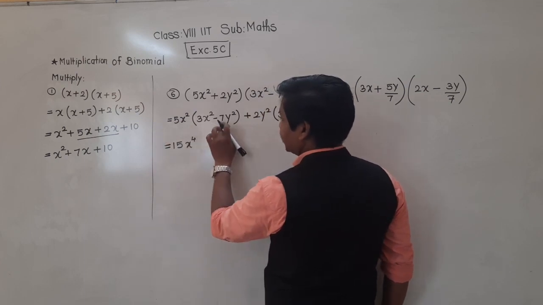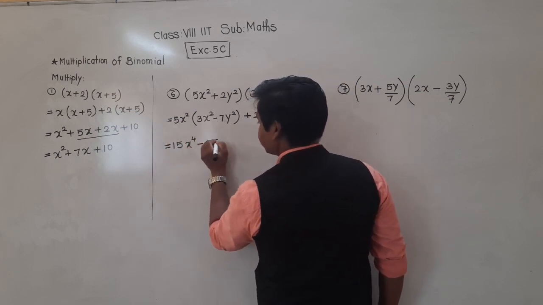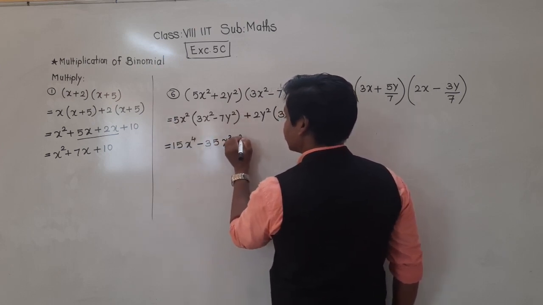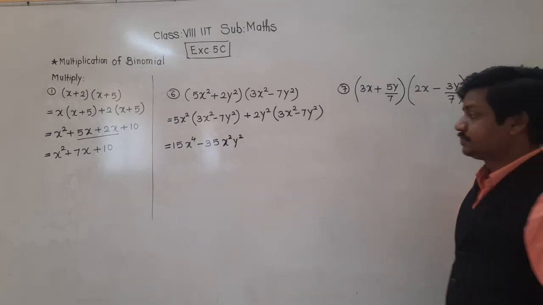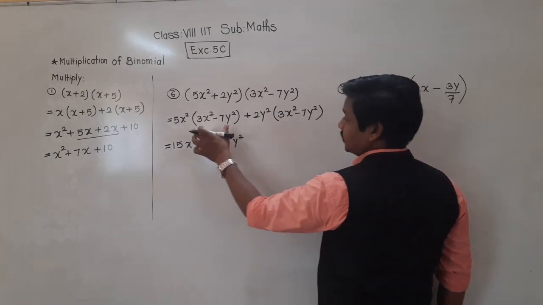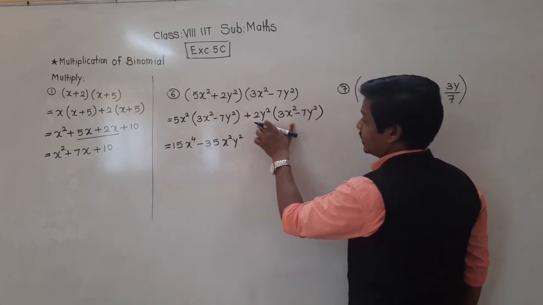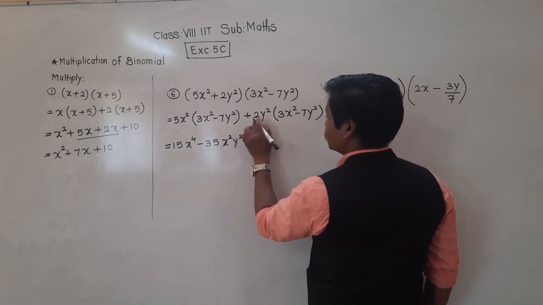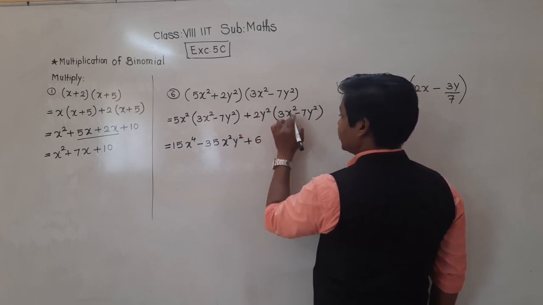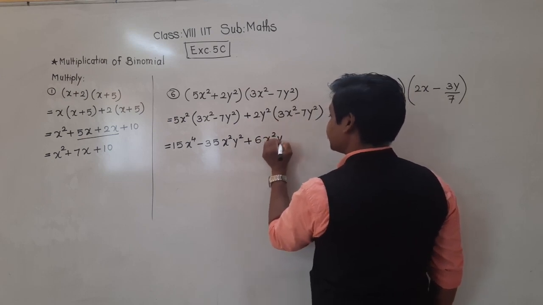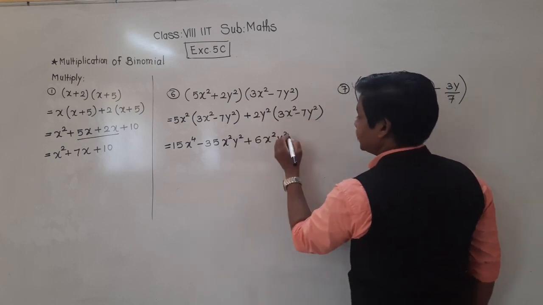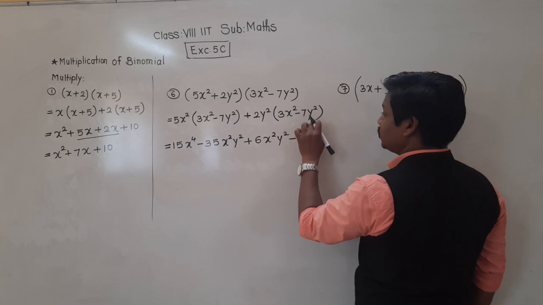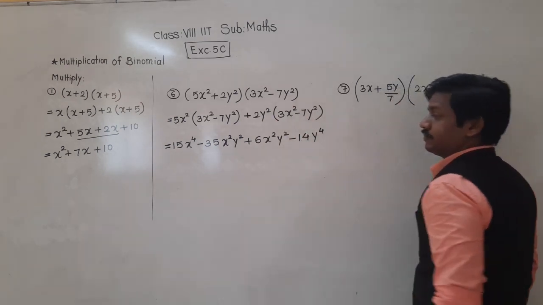Now 5 into minus 7 is minus 35, correct? x square into y square, x square y square. Understood? Now first one is over. Then the next term, 2y square into 3x square, that is plus 2 3s are 6 y square into x square y square, plus minus 2 7s are 14 y square into y square, y raised to 4.